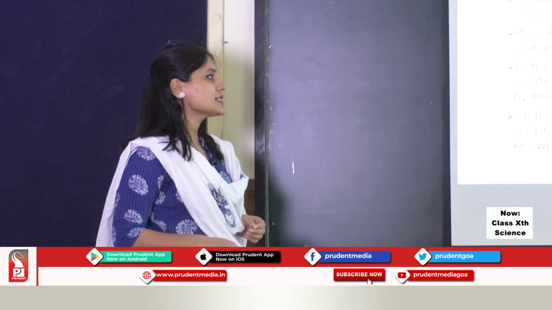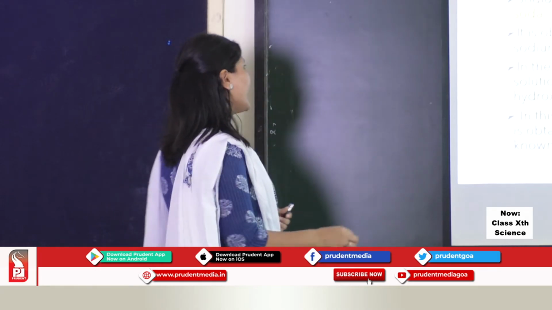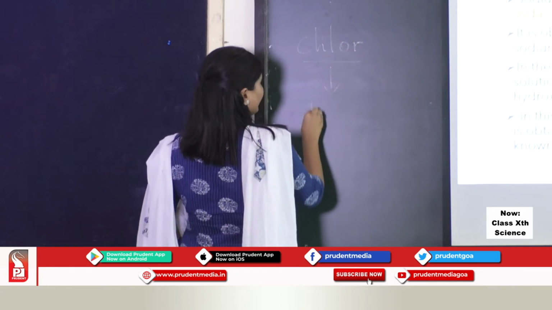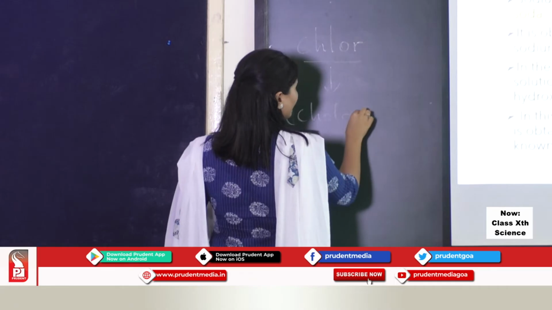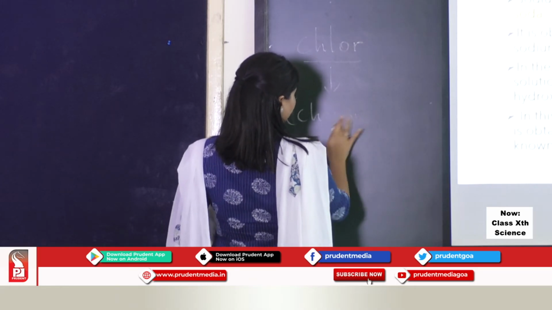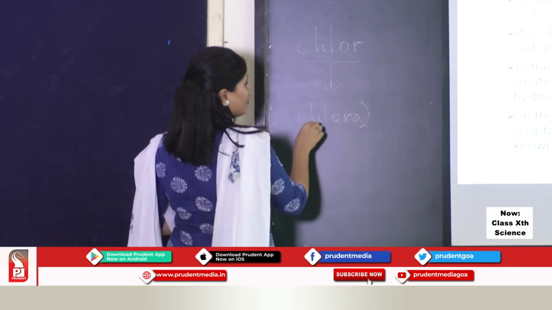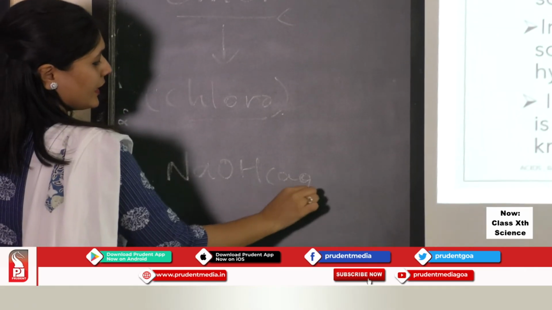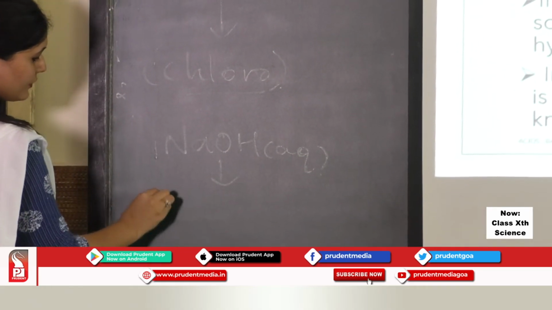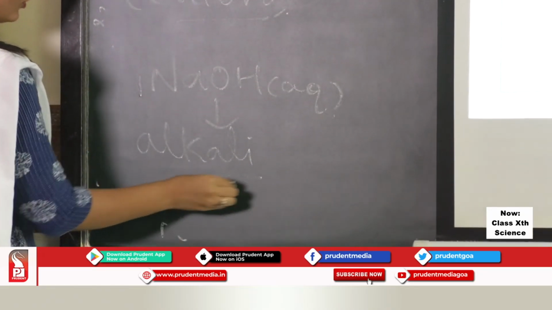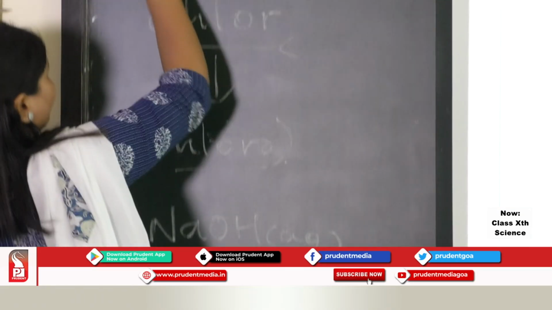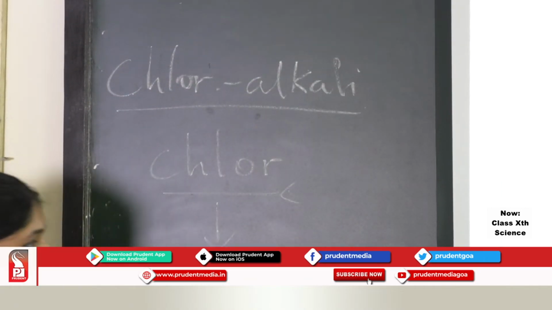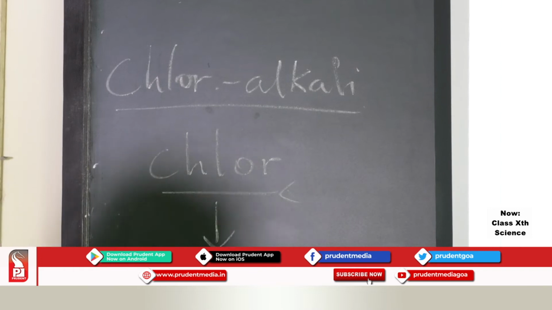Now this whole process is known as the chlor-alkali process. Why is it called chlor-alkali? Chlor is derived from chlorine. Since we are getting chlorine, we are using chlor. And sodium hydroxide, we know, since in its aqueous state it is a soluble base, we call it an alkali. So combining the two, we get chlor-alkali. So the process is called the chlor-alkali process.